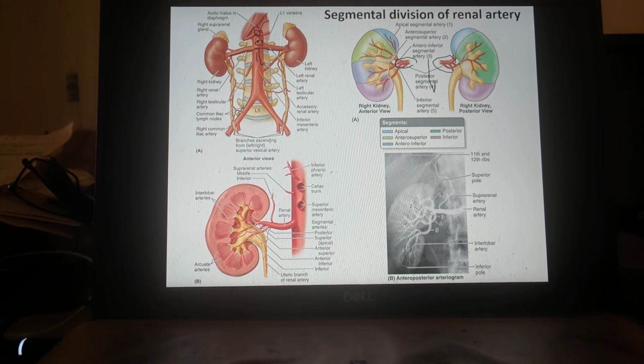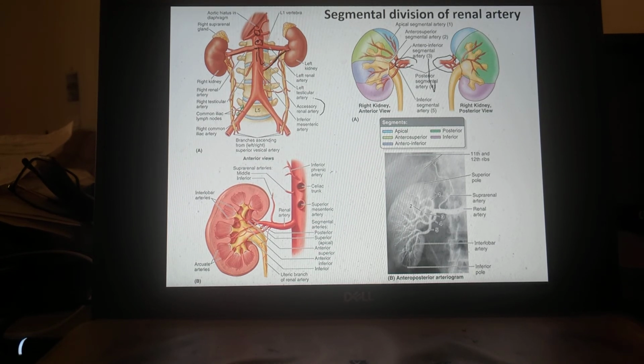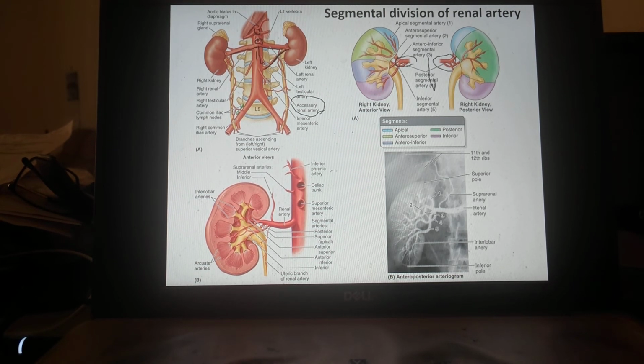Sometimes the kidney also has an additional blood supply. We call it an accessory renal artery, which is a variation, but it's a common variation. About 30% of people have this additional or accessory renal artery. Accessory renal artery, it's important.